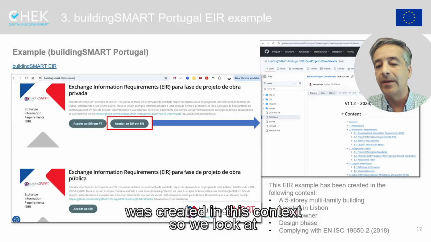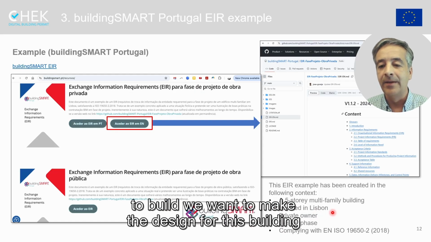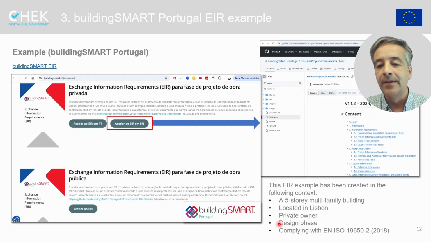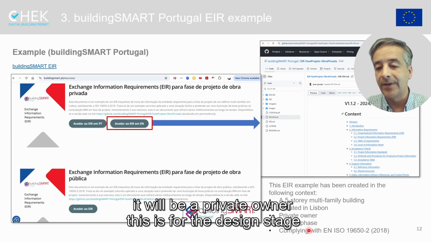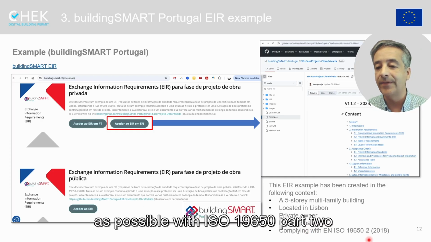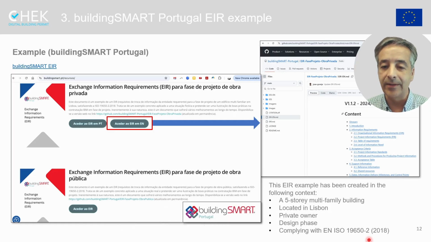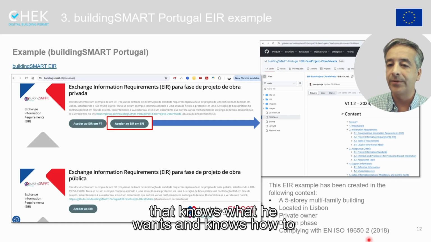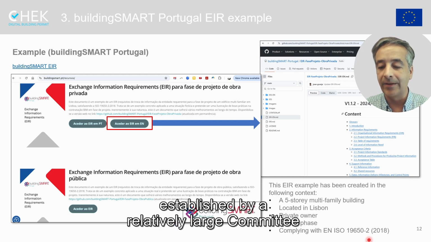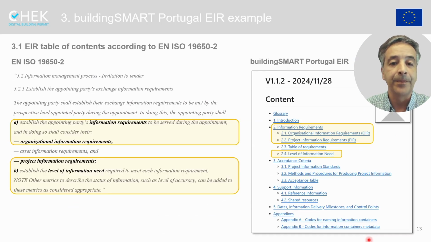So we look at a building located in Lisbon that we want to build. We want to make the design for this building, and it's a 5-story multifamily housing, with offices. It will have a private owner. This is for the design stage, and the purpose was to be compliant as much as possible with ISO 19650 Part 2, and at the same time simulate a well-informed private owner that knows what he wants and knows how to take benefit from BIM. And this was a document that was established by a relatively large committee of professionals in design, owners, and even in construction.